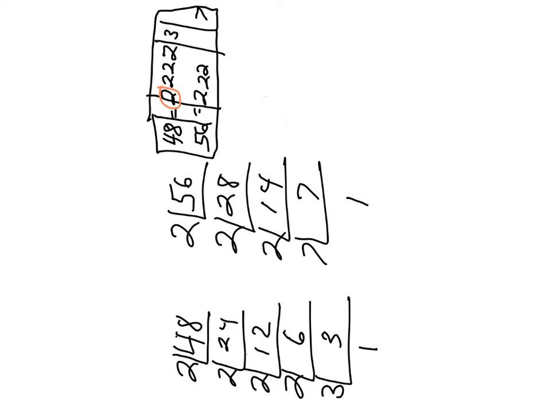I got a 2 here and a 2 here. I got another 2 here and a 2 here. I've got another 2 here and another 2 here on the bottom. So my GCF is equal to 2 times 2 times 2. And so that equals 8. So my greatest common factor is 8.